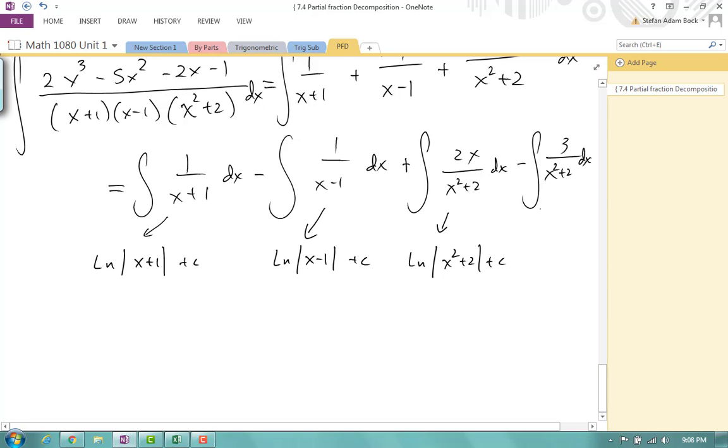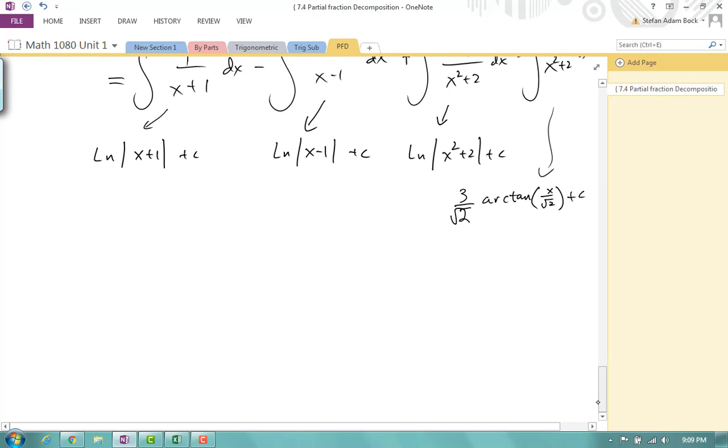Now this last one, if I do some fancy u substitutions or work on it like it's a sum of squares, I can treat it like a trig substitution problem. What I'll get at the end of that is 3 over the square root of 2 times the arctangent of x over the square root of 2 plus c. Which was a lot easier than I thought it was going to be in the beginning.